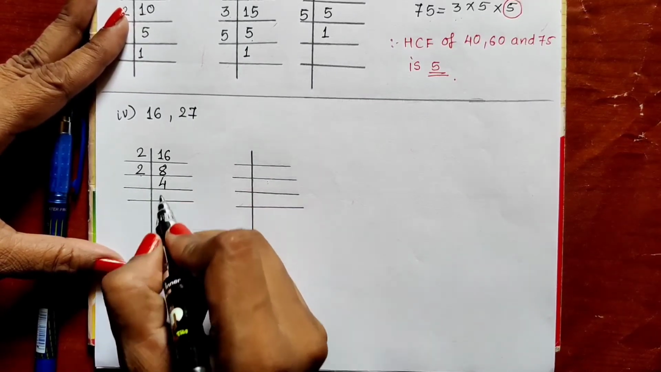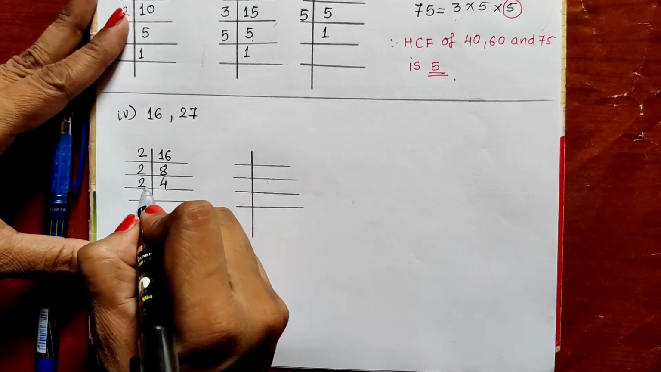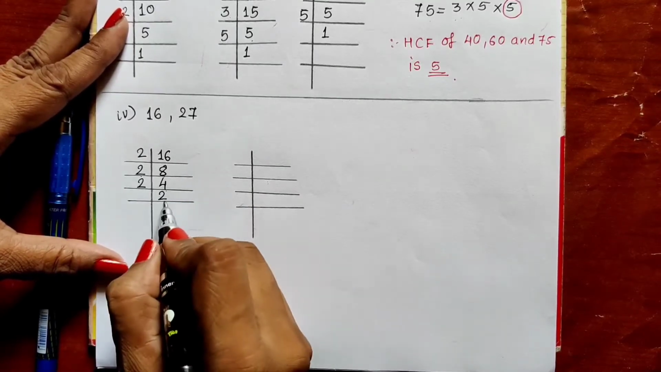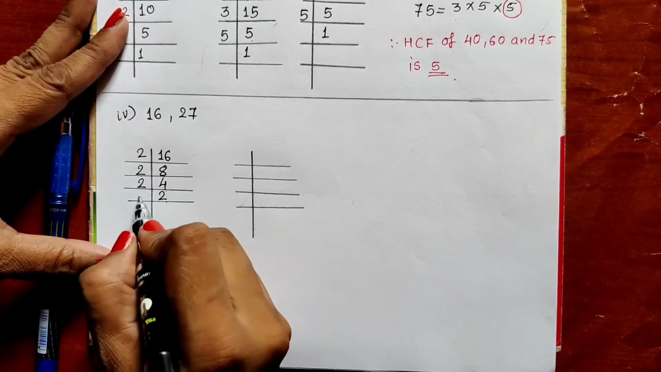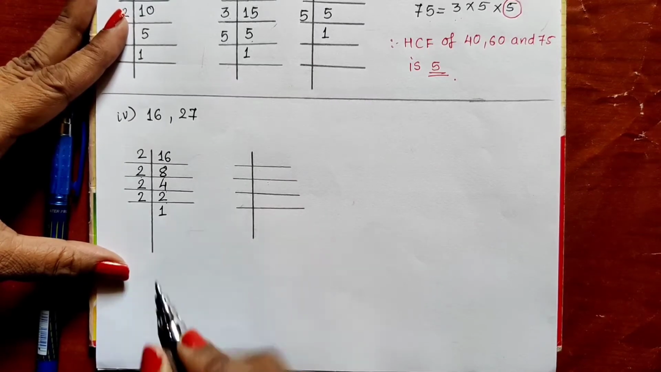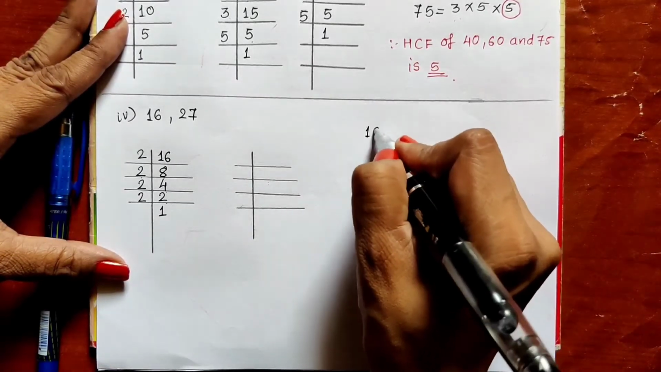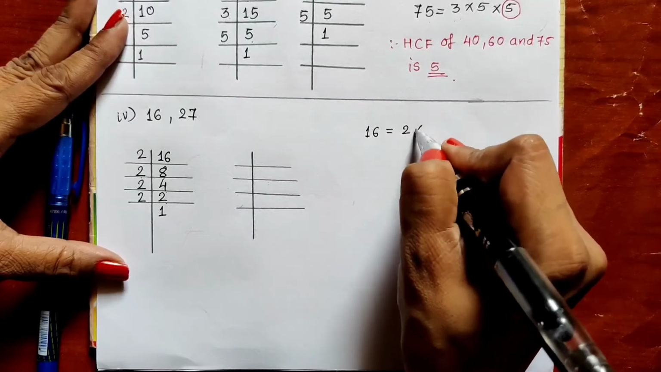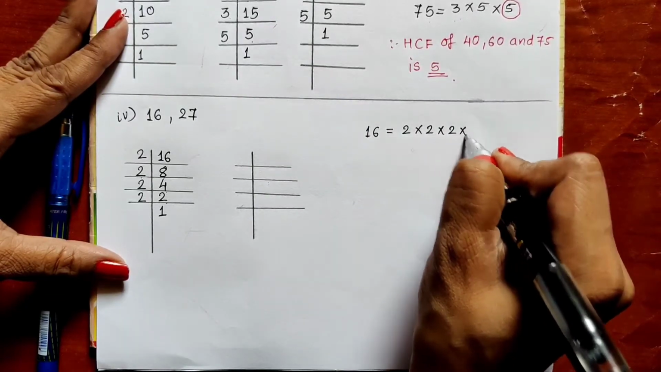2 4s are 8. 4 is again an even number, it is divisible by 2. 2 2s are 4. Now 2 is a prime number, it is divisible by itself. 2 1s are 2. So in this way the factors of 16 we have got 4 times 2: 2 into 2 into 2 into 2.